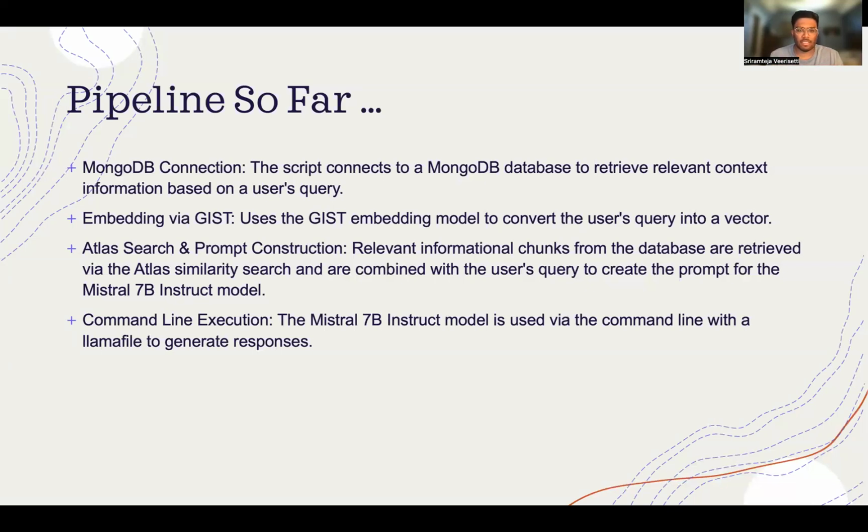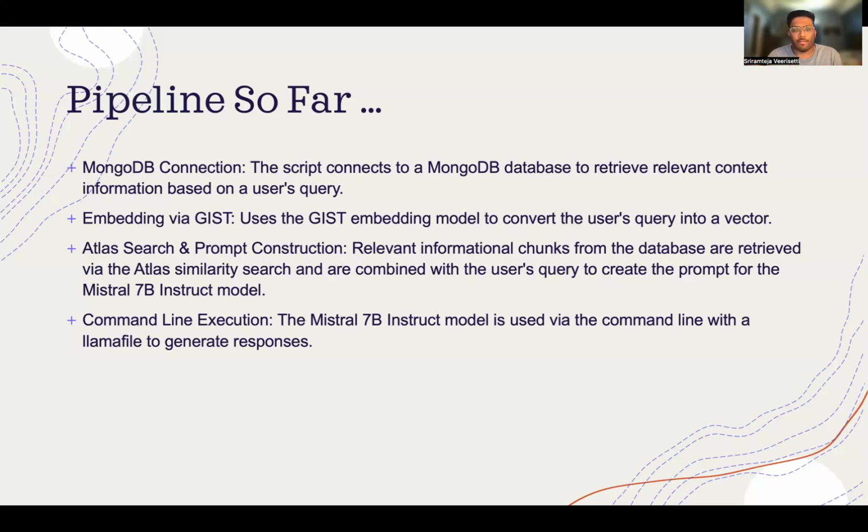And then we use the gist embedding model to create our embeddings for the user's query. After the gist model does its embedding process, we utilize Atlas search to pull all relevant chunks from the MongoDB database based on the user's query. Then we create a new prompt that uses all relevant chunks plus the user's query so that we give the model some context when generating the output.